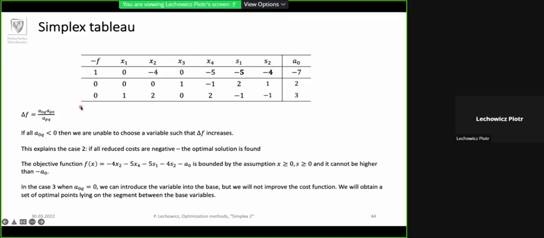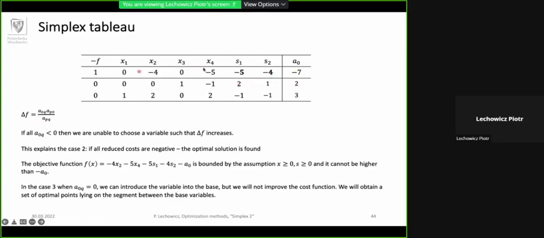So in another case, if all reduced costs are lower than 0, we're unable to choose such a variable that will increase the value of the function. So for example, we select this element, which is a positive element, and the value of the function will change according to this equation: -5 multiplied by 2 divided by 2, this number is negative.